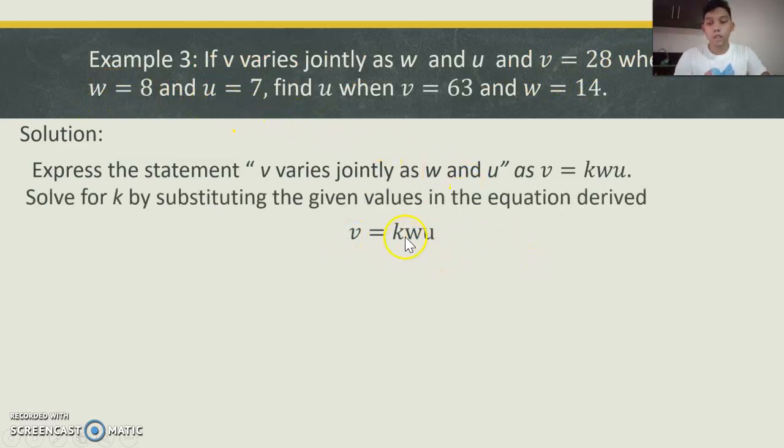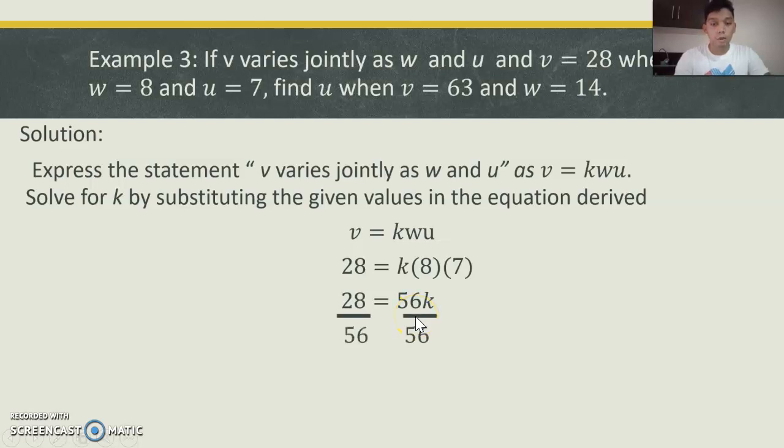So let's substitute now. V is 28, W is 8, U is 7. Then 8 times 7 is 56. So 28 is equal to 56k. Then to solve for k, we need to divide both sides by how much? In order for the coefficient to become 1, it should be divided by 56.